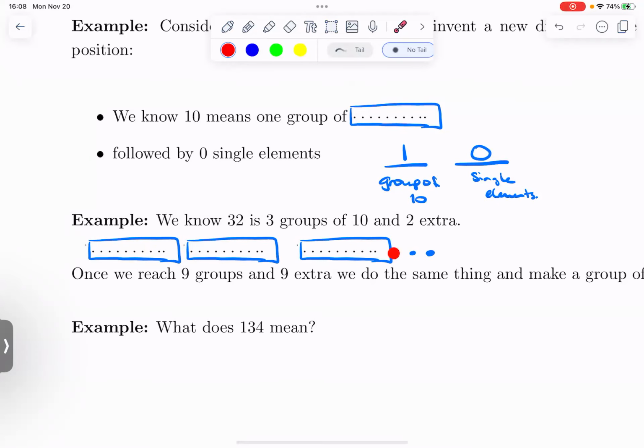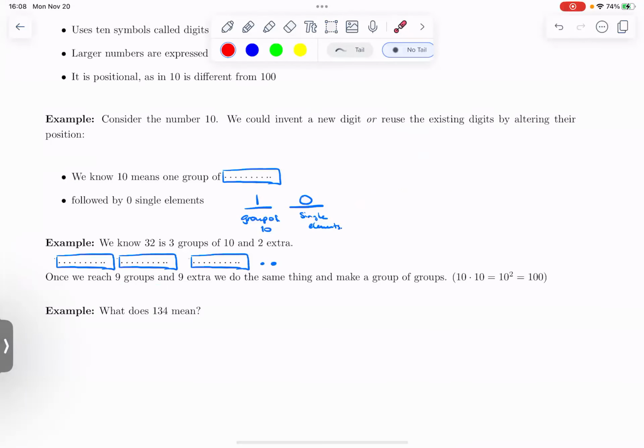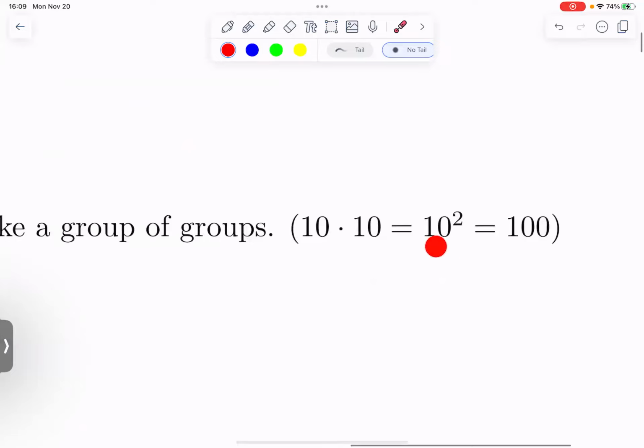What if we have a group of groups, right? Once we reach 9 groups and 9 extras, we do the same thing and make a group of groups. Then we can lump them into hundreds. If I have 10 groups of 10, I can make one group of 100, and what's going to be helpful is thinking about 100 as 10 to the power of 2.